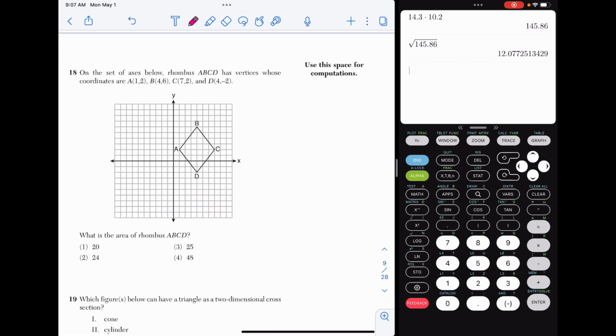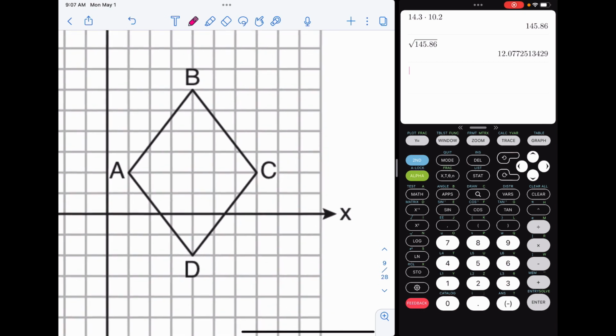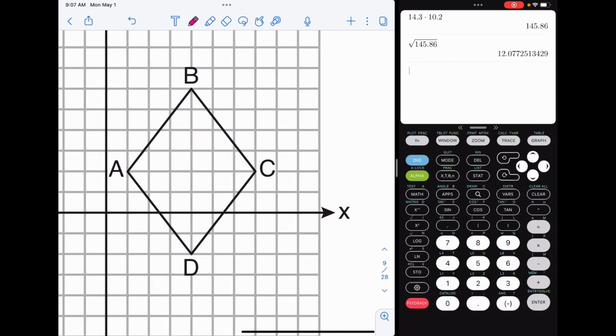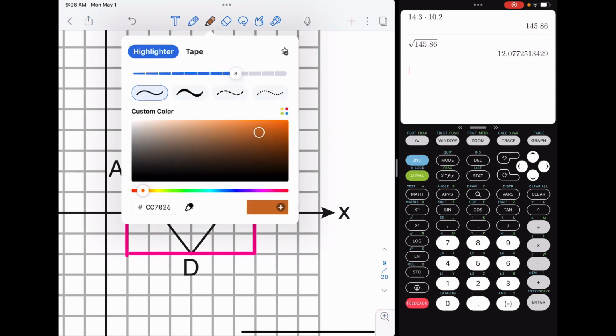18, on the set of axes below, rhombus ABCD has these vertices. What is the area of that rhombus? I do every area on the coordinate plane problem the same way. I'm going to draw a box around the given shape. This is what I call the box it in method. Let's color this in a little bit so we can see.